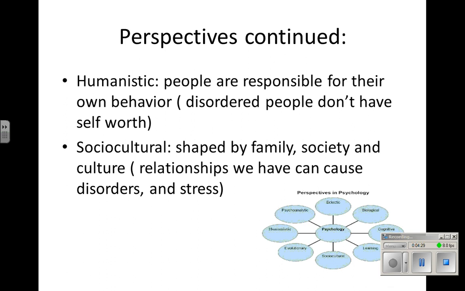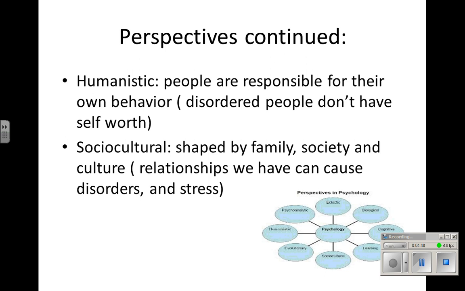Humanistic, those are the people that say that people are responsible for their own behavior, and they say that disordered people don't have any self-worth, or they put a lot of conditions of self-worth on them, and that it's causing a dysfunction because it's just too much for them to handle.